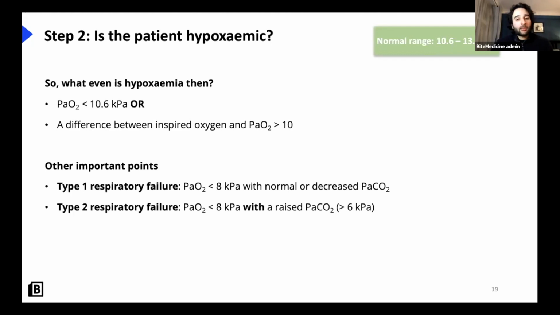Unfortunately, I don't have time to go into all the differentials of type 1 and type 2 respiratory failure, but be aware of those differentiating features between the two, and also the fact that there are conditions which cause type 1 and different conditions that cause type 2.